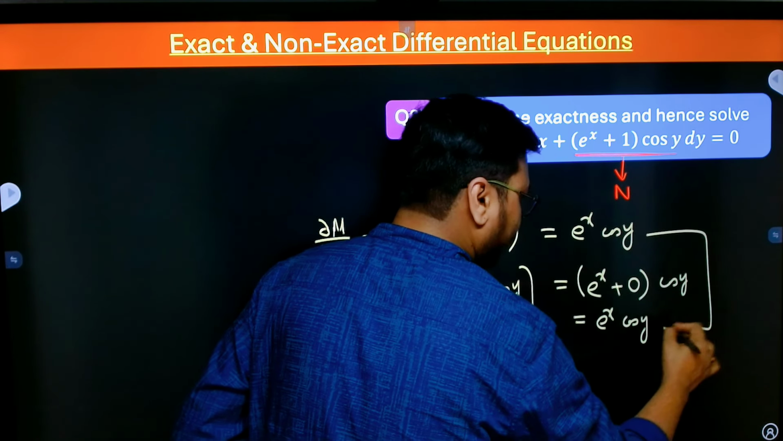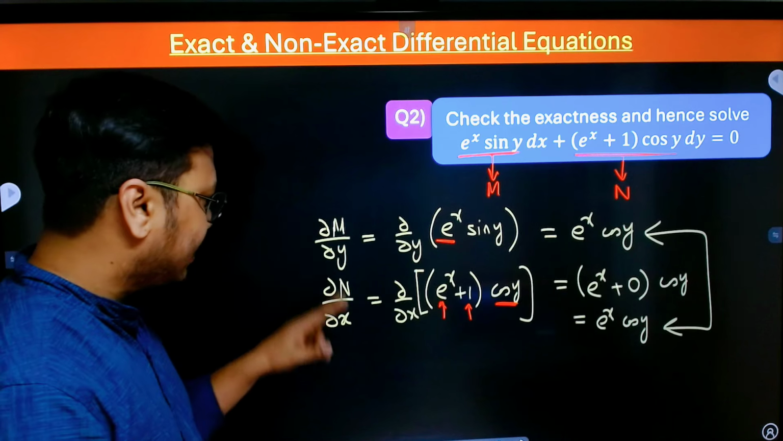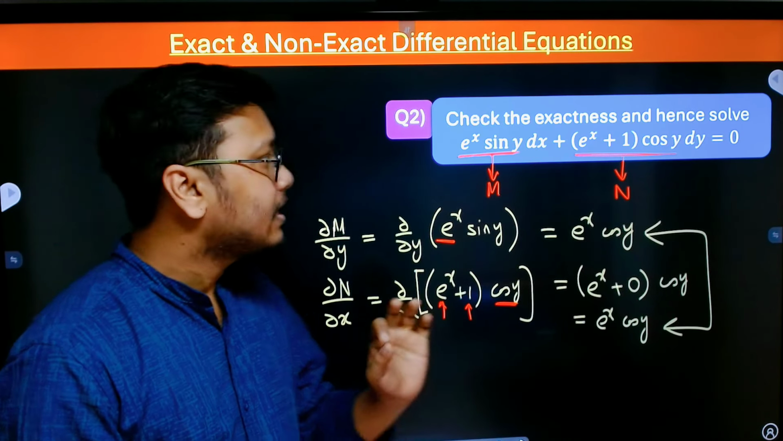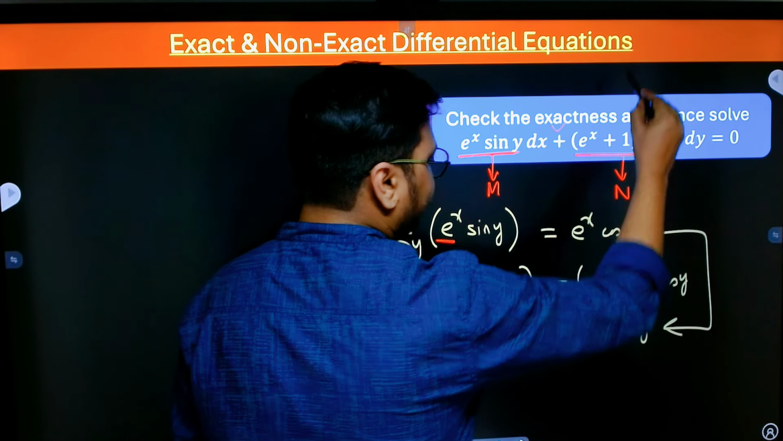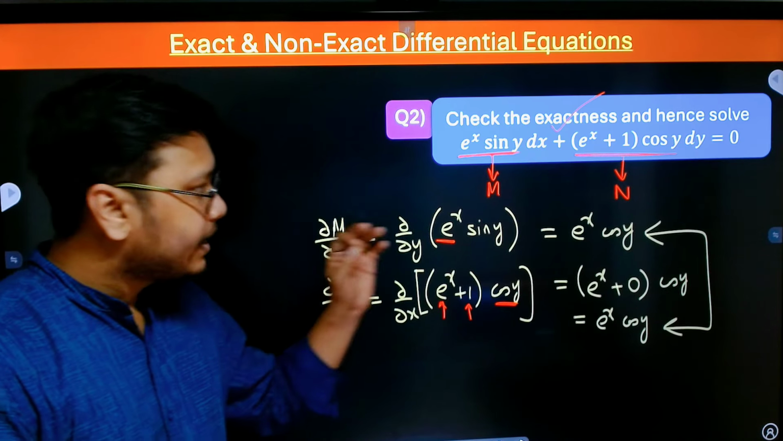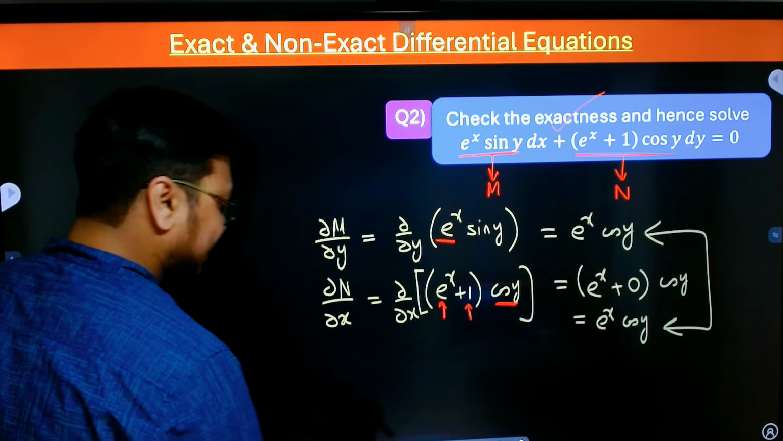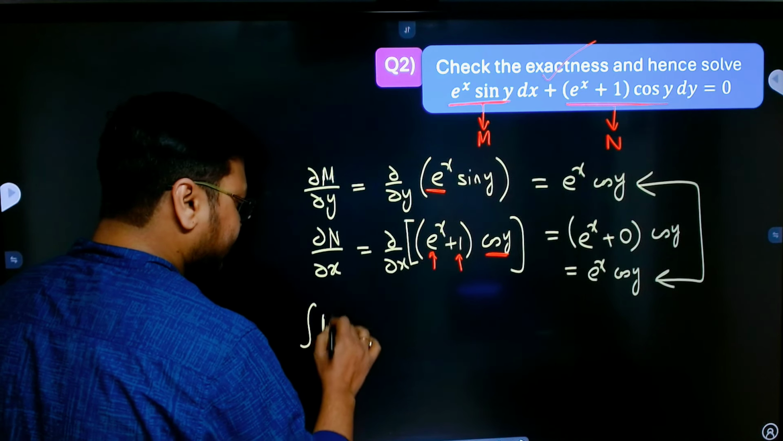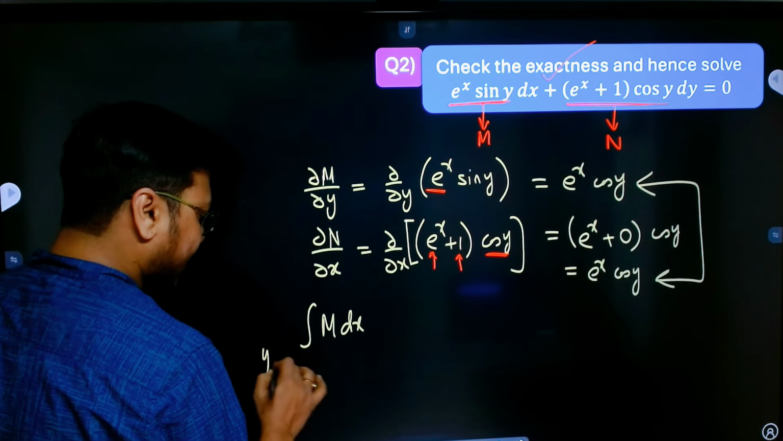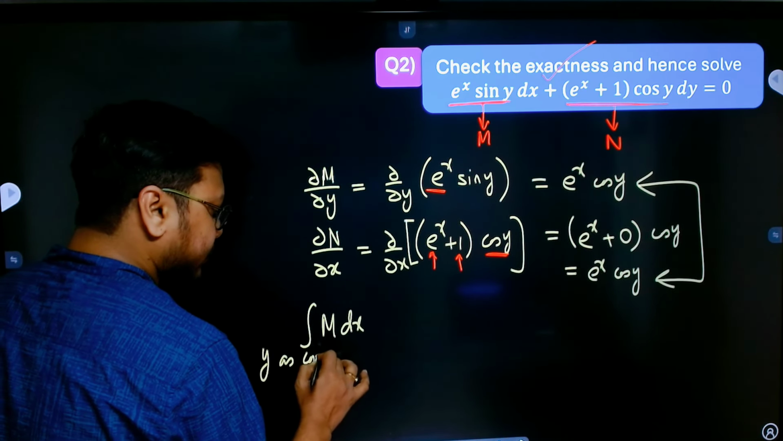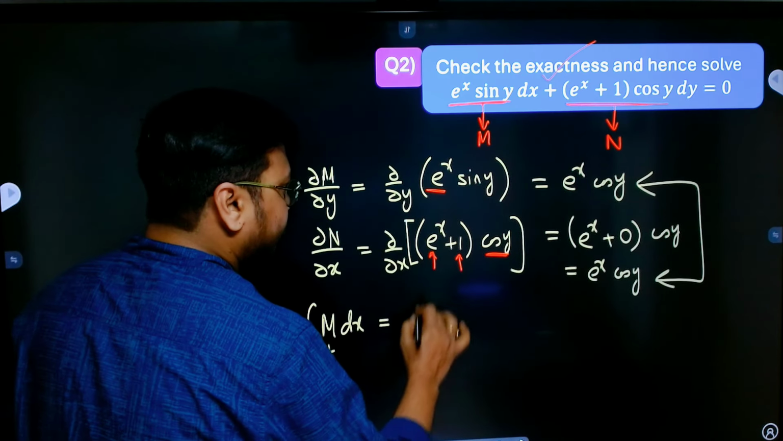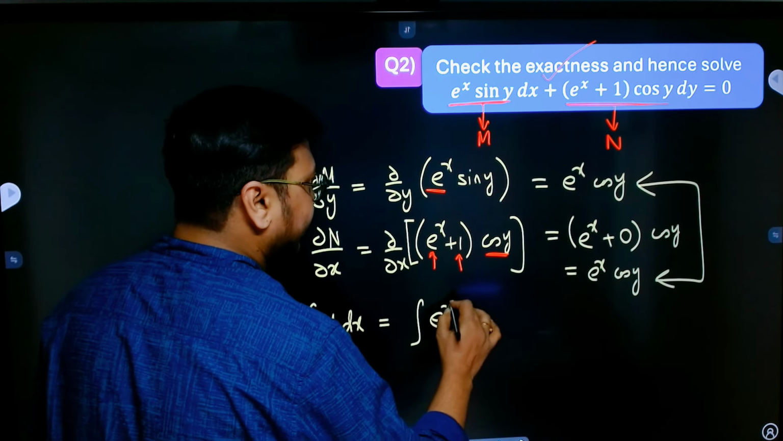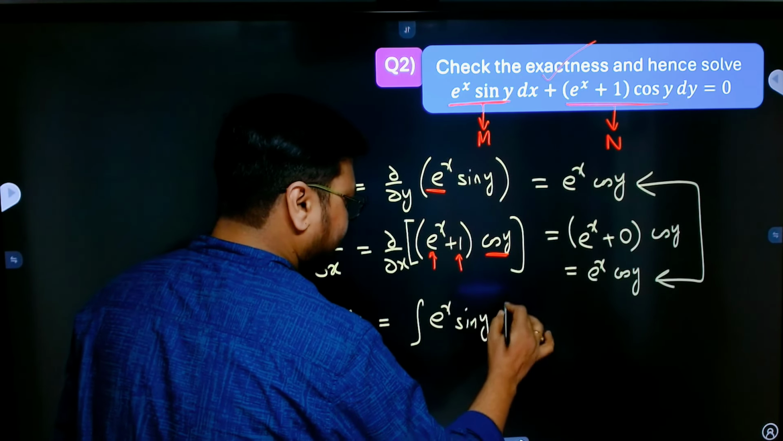You can see we have got the same answer. So del m del y equals del n del x. That means the given differential equation is definitely exact. Okay, now we need to solve this. Again, same technique. We need to do first of all integration m dx. In this integration, y should be treated like a constant. So that would be integration e to the power x sine y dx.